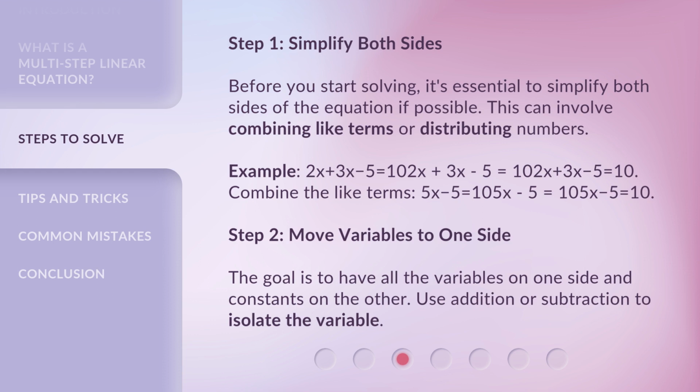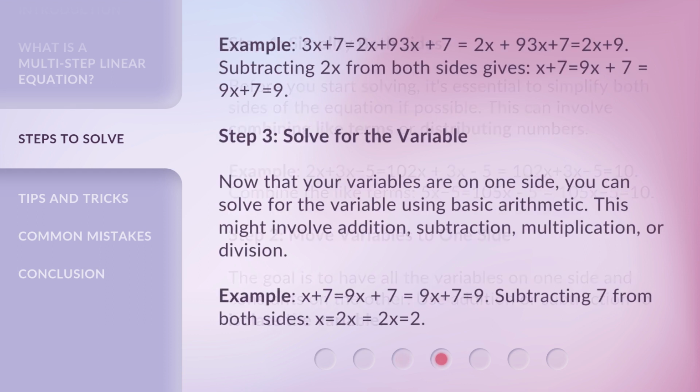Step 2. Move variables to one side. The goal is to have all the variables on one side and constants on the other. Use addition or subtraction to isolate the variable. Example: 3x + 7 = 2x + 9. Subtracting 2x from both sides gives x + 7 = 9.